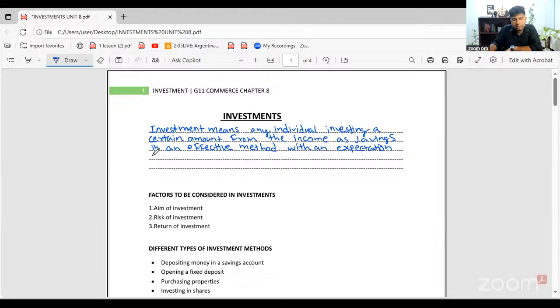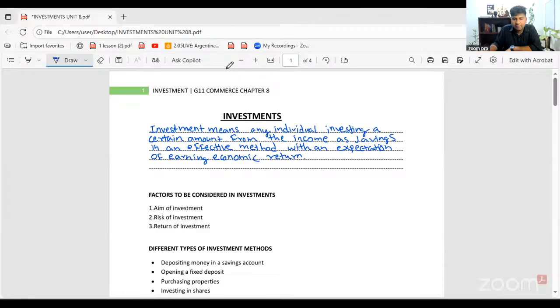of earning economic return. Economic returns means what? As I told you, to earn something out of it. So when you put the money into a company, from that you can earn some money. Did you all understand? Right. Now let me write down this. After consuming, you can use that savings amount for that investment. That is what you call investment. So write down this.